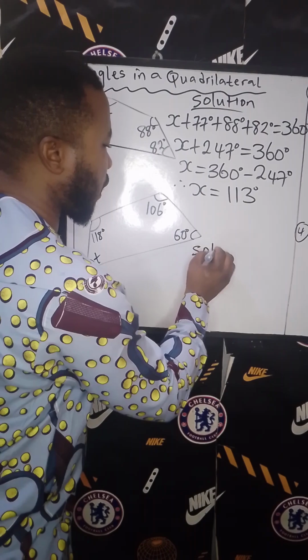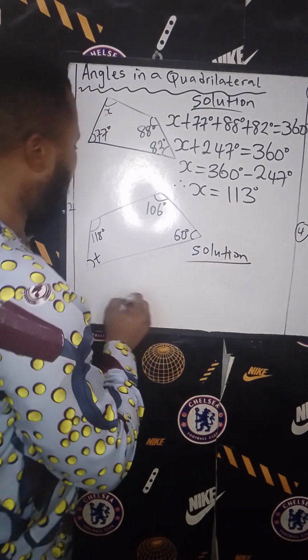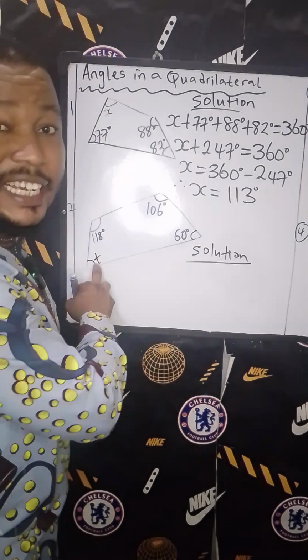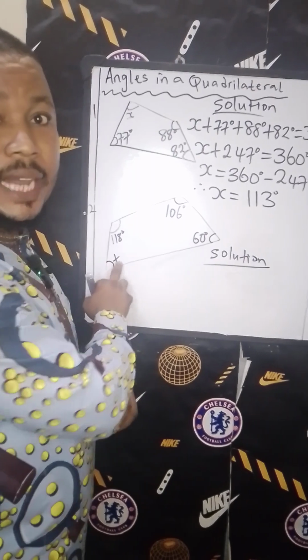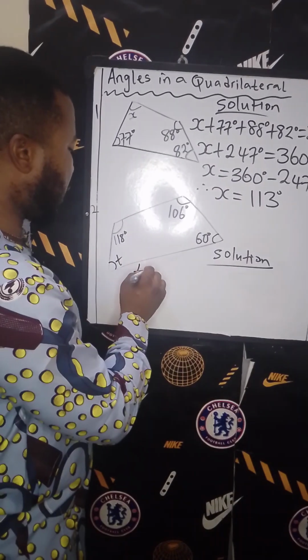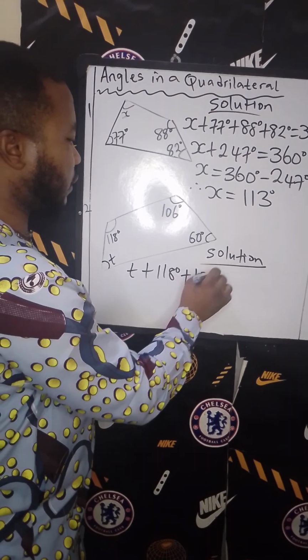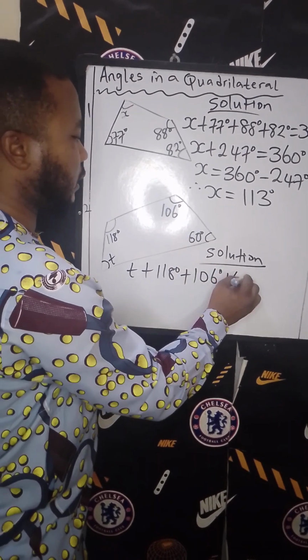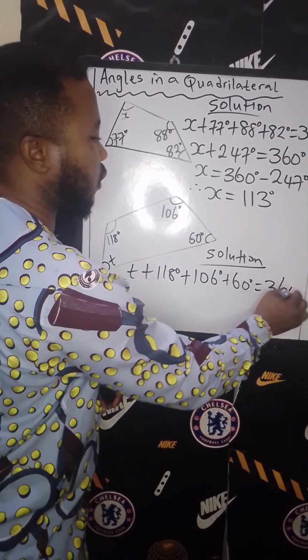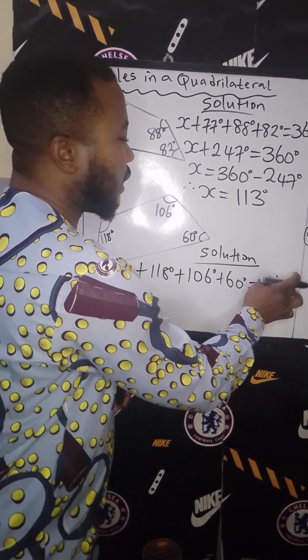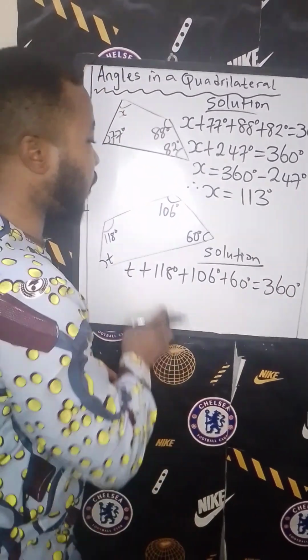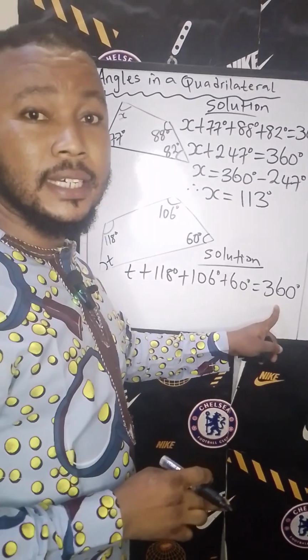Okay, let's also look at this second shape. We have a solution as well. This is giving us t. We are asked to find the value of t here, the missing angle t. So we have t plus 118 degrees plus 106 degrees plus 60 degrees is equal to 360 degrees. Don't forget I said that the sum of the interior angles of a quadrilateral is 360 degrees.